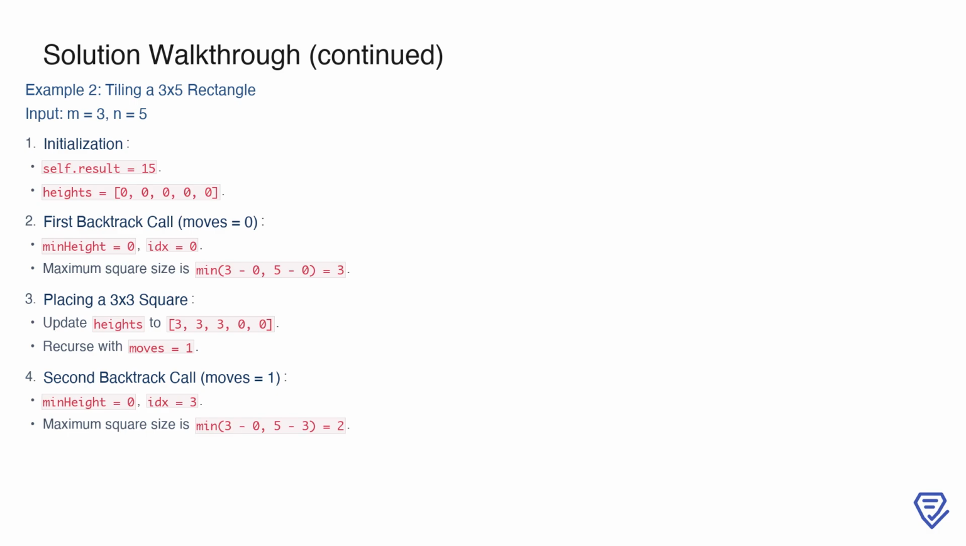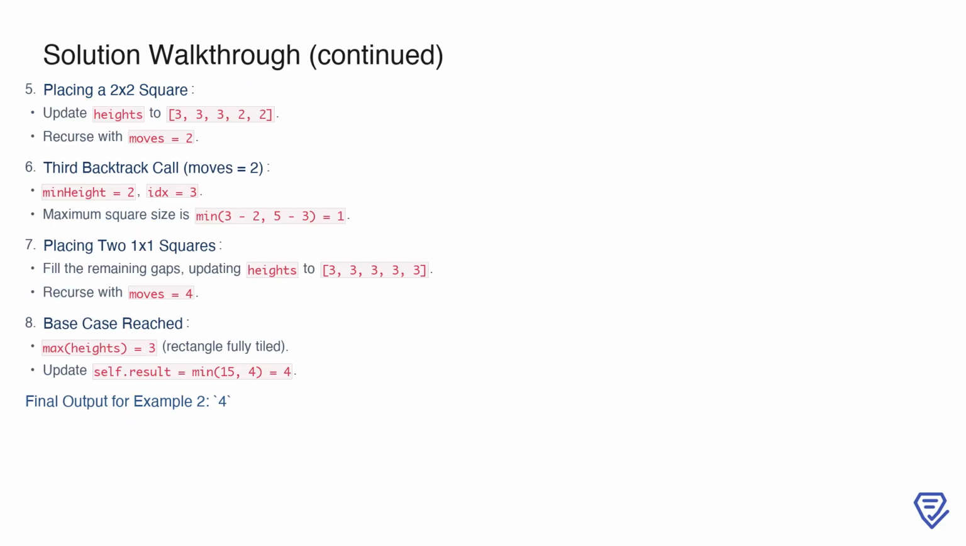In this next call, the minimum height is 0 at index 3. The largest square that can fit here is min(3 - 0, 5 - 3), which equals 2. This sets the stage for placing a 2 by 2 square. A 2 by 2 square is placed at index 3, updating the heights array to 3, 3, 3, 2, 2. The algorithm recurses again with moves equals 2. In the next backtracking call, the minimum height is now 2 at index 3. The largest square that can fit here is min(3 - 2, 5 - 3), which equals 1. Two 1 by 1 squares are placed to fill the remaining gaps, updating the heights array to 3, 3, 3, 3, 3.